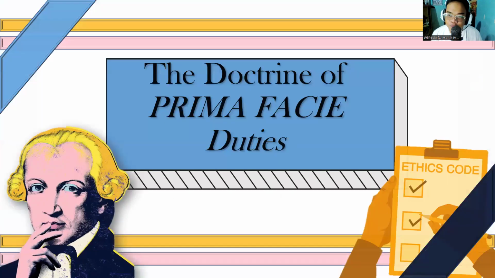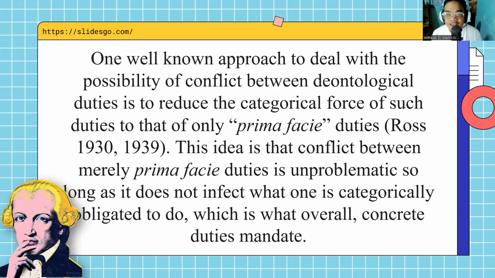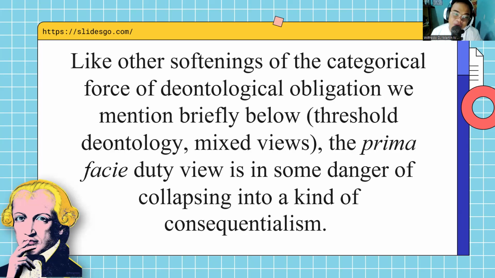But one thing is for sure, according to Immanuel Kant, sabi niya may doctrine tayo ng prima facie duties. Prima facie duties, in its face, no? Hindi mo ako kailangan questionin, basta sundin mo lang ako. So sabi nga niya, medyo mahirap yon because the prima facie duty is some kind of danger collapsing into a kind of consequentialism. What does it mean?